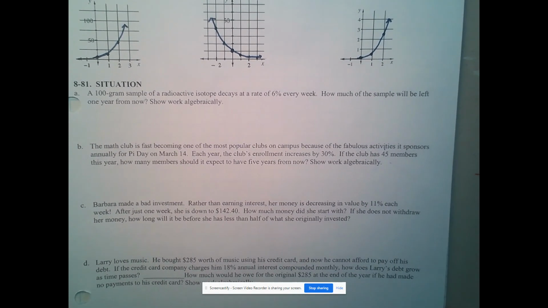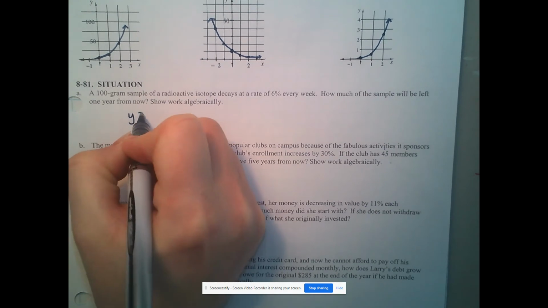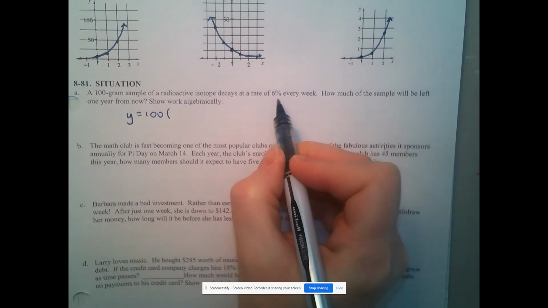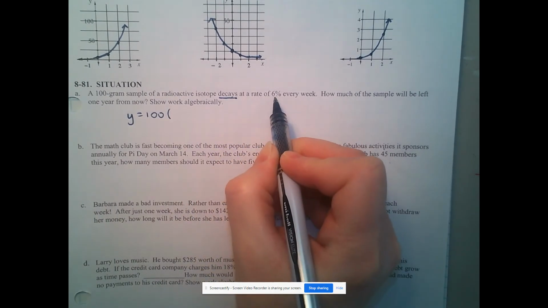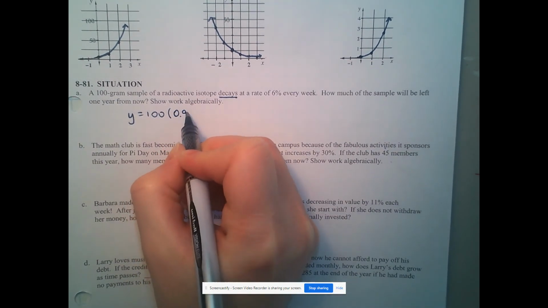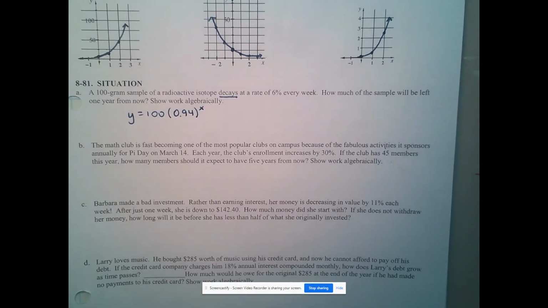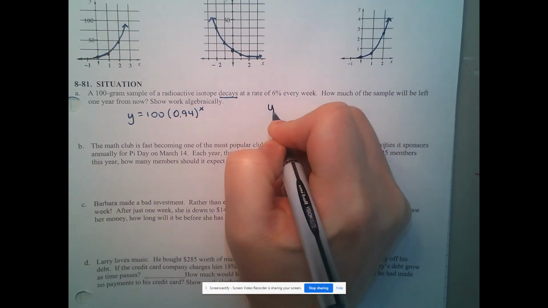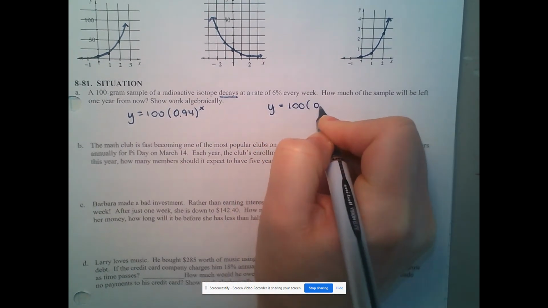Situation: a 100 gram sample of a radioactive isotope decays at a rate of 6% every week. How much of the sample will be left 1 year from now? So first of all, a 100 gram sample means we're starting with y equals 100. If it's a decay, and that's really important, of 6%, that means that the sample is still keeping the other 94%. So 0.94 is our multiplier to the x. Exponential because it's always 94%, 94%, 94%, which would be repeated multiplication. And so we would say y equals 100 times 0.94.